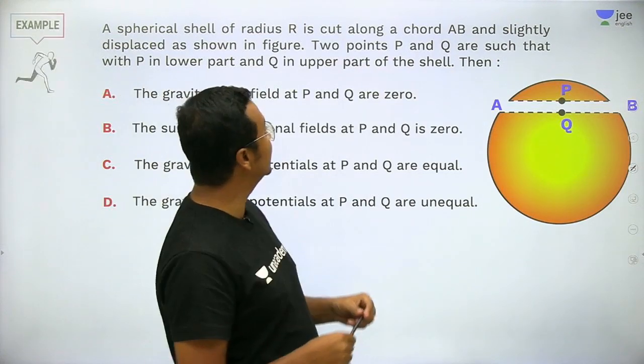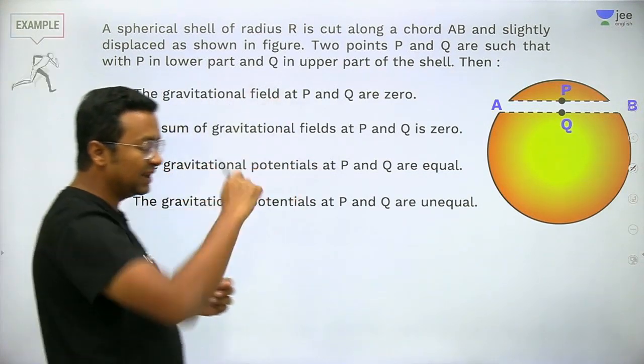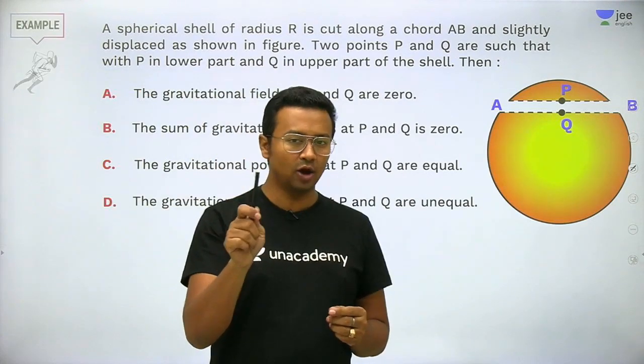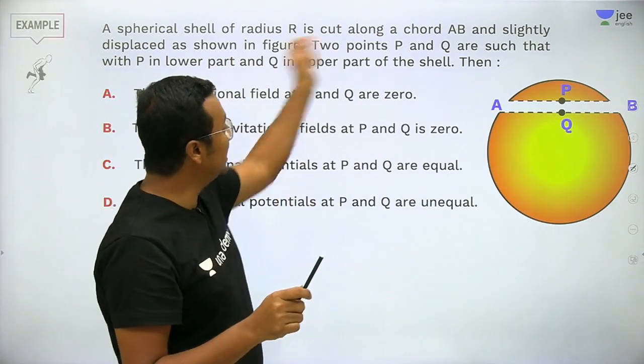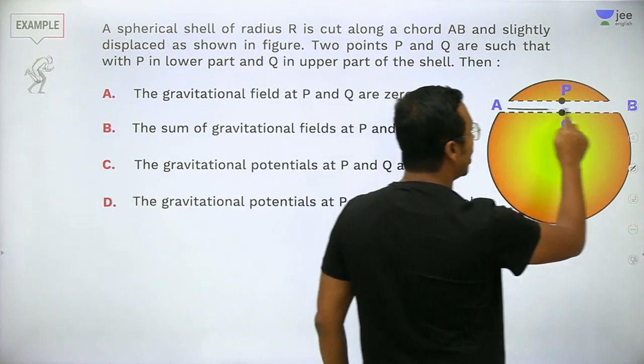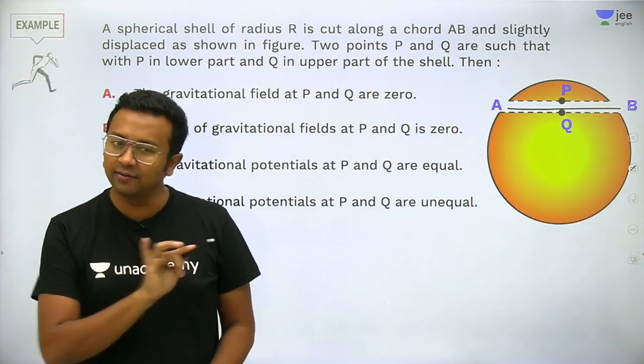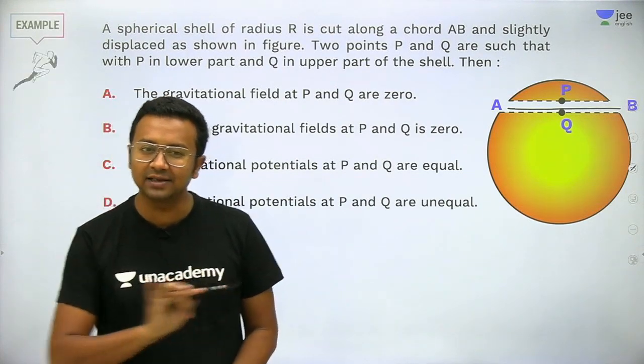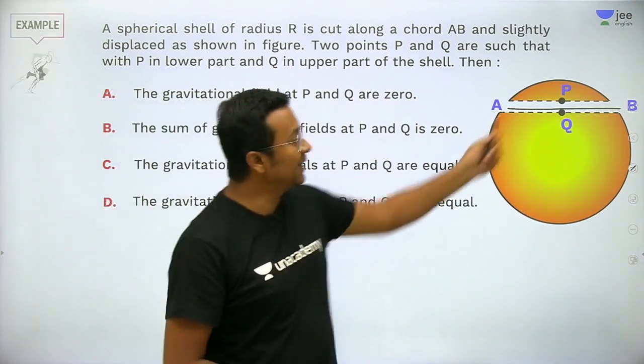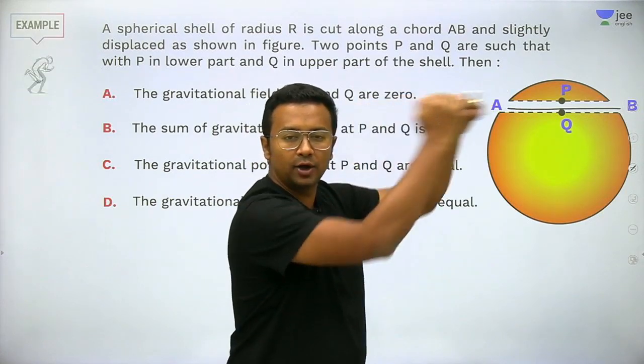They are saying that there is a spherical shell. Remember, it's a shell. It is cut along a chord. So this is a chord, you see here. It's not the diameter. Diameter is also a chord, but we do not want to consider the diameter. Diameter is the longest chord, right? But it is a chord just on the top.